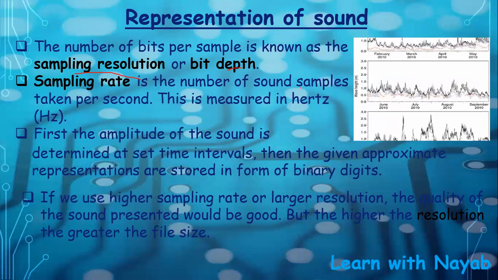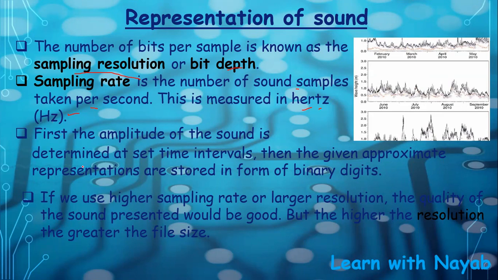Sampling rate is the number of sound samples taken per second. If we do sampling and in a second we take three samples, that means the sampling rate is 3 Hz. This is measured in hertz, and the symbol is Hz. So in 1 second, if there are three sampled sounds, the sampling rate is 3 hertz.